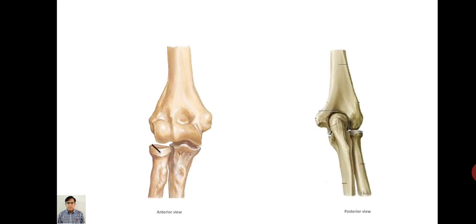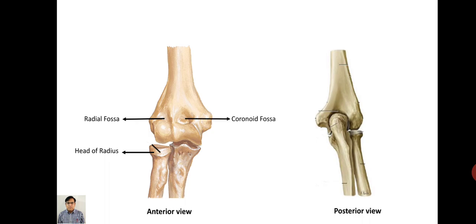This is the diagram showing the anterior and posterior view of the elbow joint, showing the lower end of the humerus and the upper part of the radius and ulna. So this is the radial fossa, which accommodates the head of the radius during flexion of the elbow. This is the coronoid fossa, which accommodates the coronoid process of the ulna during flexion of the elbow. So this is the coronoid process, and this is the olecranon process of the ulna, and this olecranon fossa accommodates the olecranon process of the ulna during full extension of the elbow.